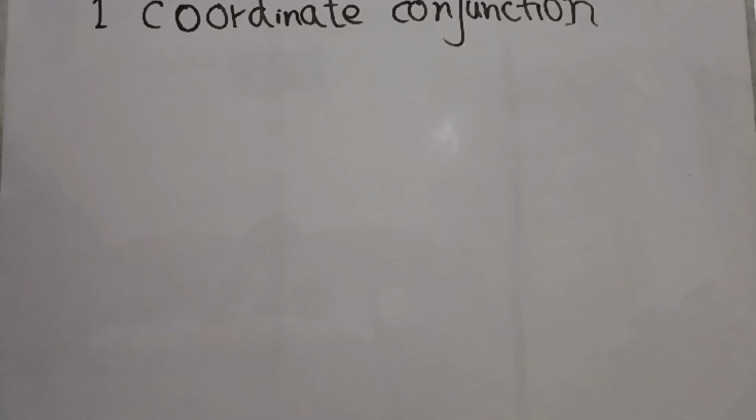Coordinate conjunctions connect words, phrases or clauses of equal level. When two independent clauses are connected with one conjunction, this is called a coordinate conjunction. The coordinate conjunctions are: but, so, and, yet, for, nor. So these are called coordinate conjunctions.